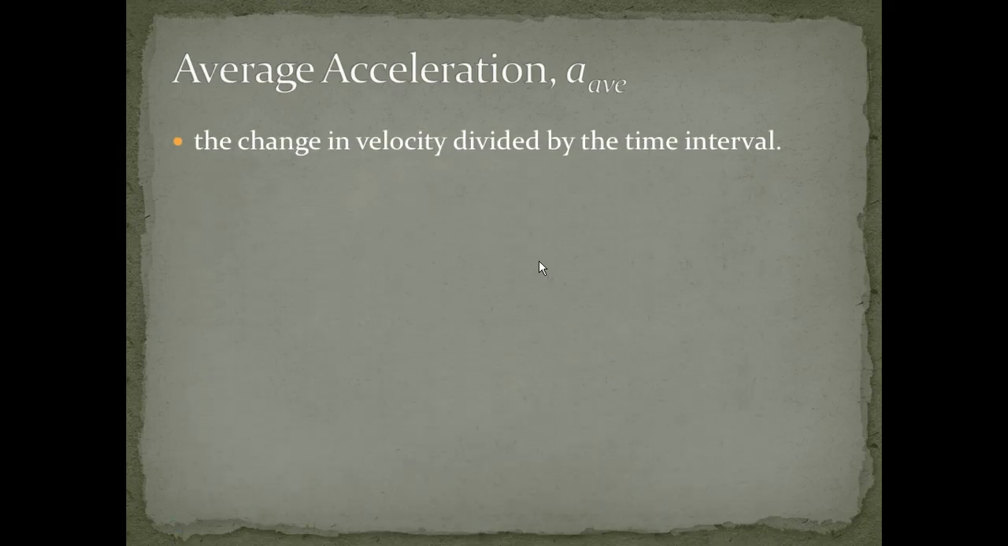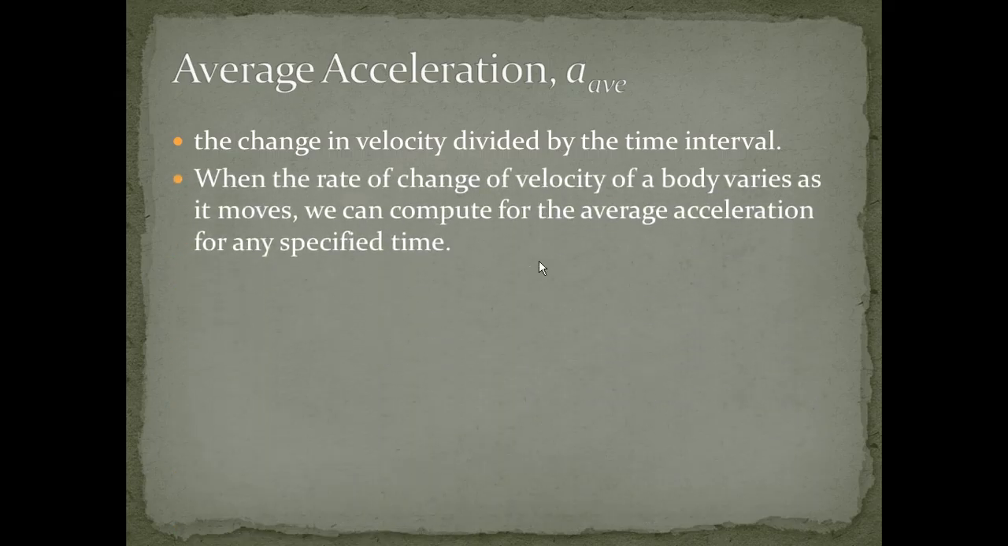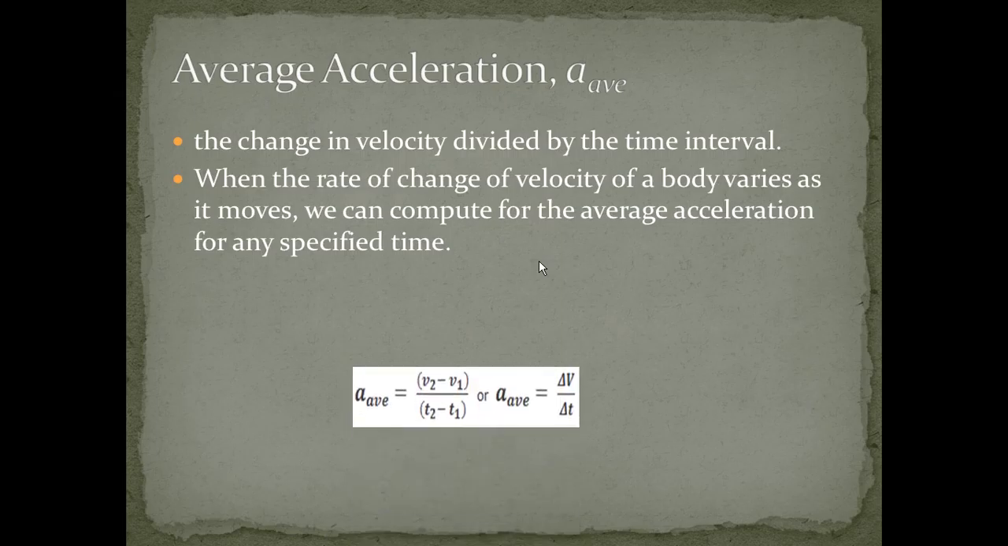Okay, so let's consider the next quantity, which is the average acceleration. The average acceleration, just like what we have done with the average velocity, is somewhat similar. By definition, the average acceleration is the change in velocity divided by the time it takes for the change in velocity to occur. So that is delta v over delta t. When the rate of change of velocity of a body varies as it moves, we can compute the average acceleration for any specified time.